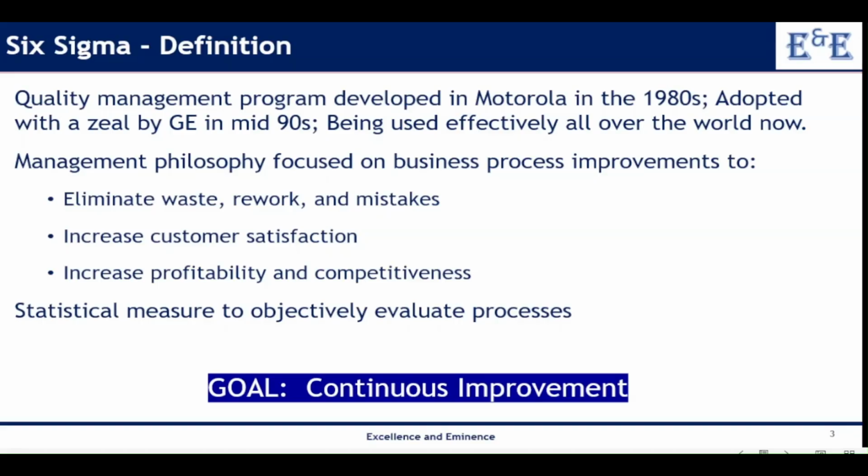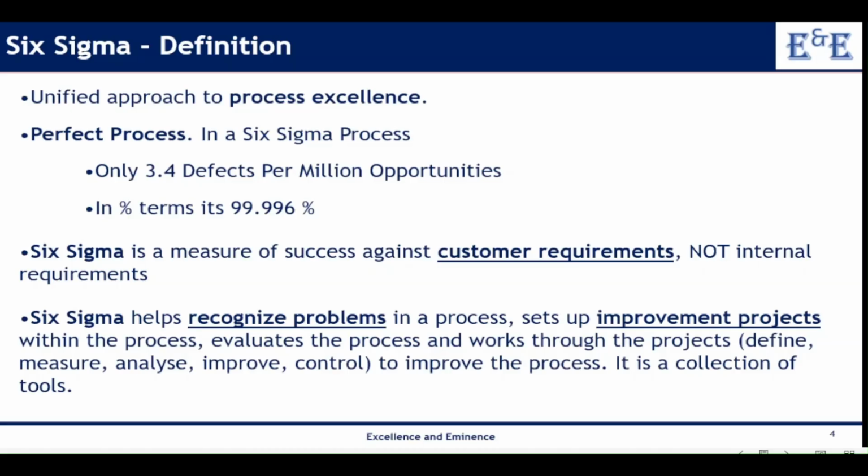Finally, the business goals of profitability and competitiveness are definitely increasing. And how do you do that? It's a statistical measure. There is a number associated with that, that is sigma, the number of standard deviations. We'll discuss that later. So objectively evaluate the process. It's not that you just say, we are Six Sigma. You need to prove it with numbers. Finally, the goal of Six Sigma is continuous improvement. Right? So we'll continue with that.